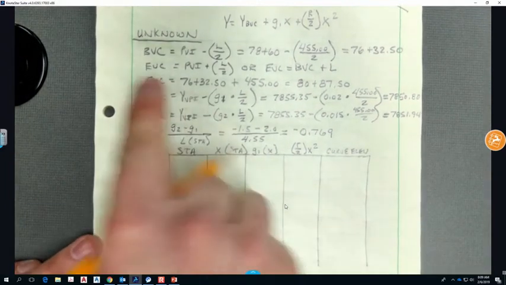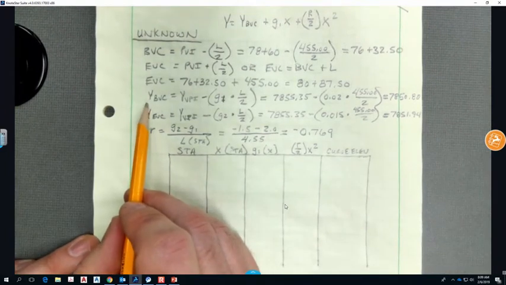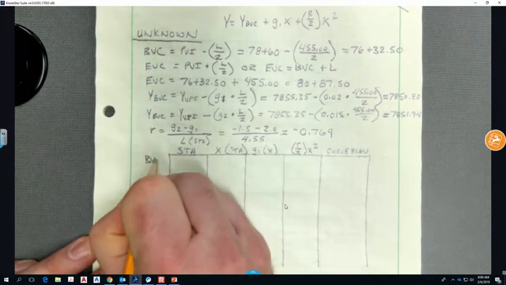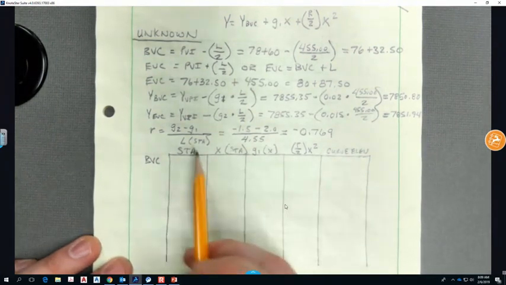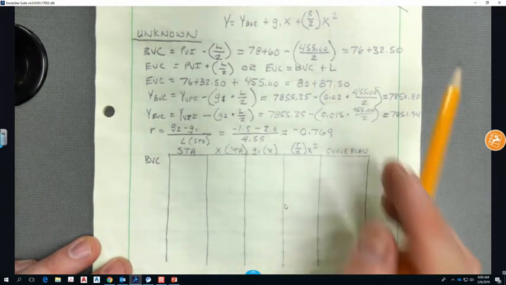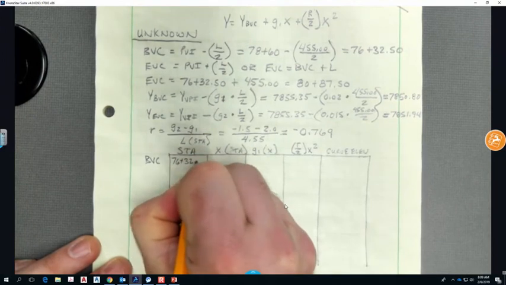All right, so the first one we know. We want to populate the first one, and that's the BBC station first. So I'm going to put BBC on the side here. Okay, our BBC station that we figured out was 76 plus 32.50. So 76 plus 32.50.